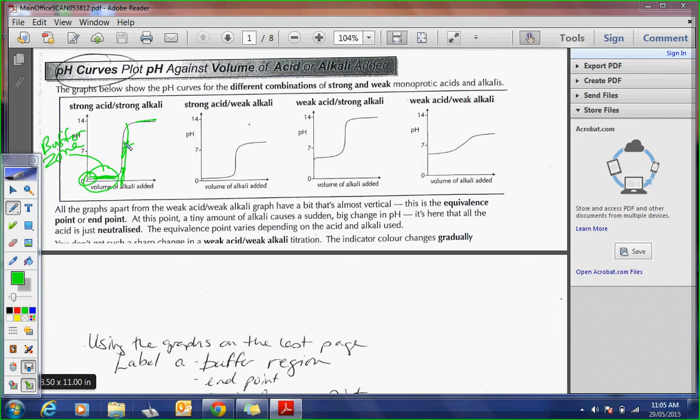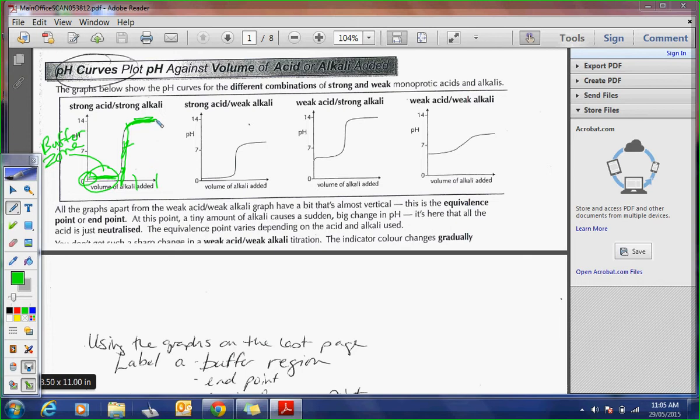And then, what's this point here? What's happening in my flask now? So it's just base, and I keep adding more base. So it gets to be more concentrated, but actually only up to the point of the pH of whatever was in my burette.